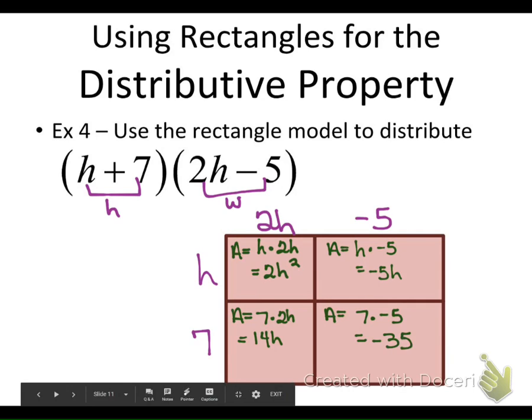Good. What are my like terms here? 14h and -5h. What number do I put down first when I go to write my final answer? 2h squared. This is tricky now, because you're going to take 14 plus -5, which is going to be what, Kaylin? 9h. Positive or negative? Positive 9h. Nice job. And then what am I left with that I need to put in? -35. And there's my final answer.